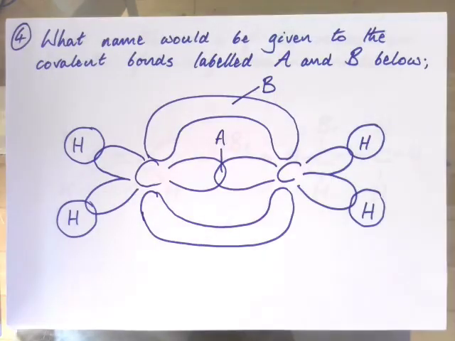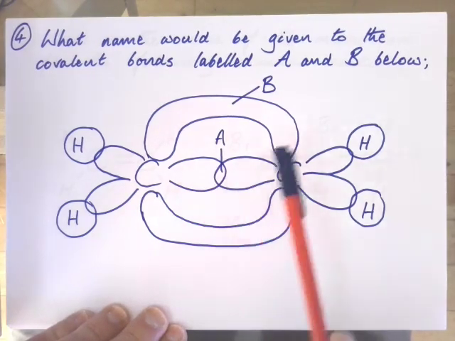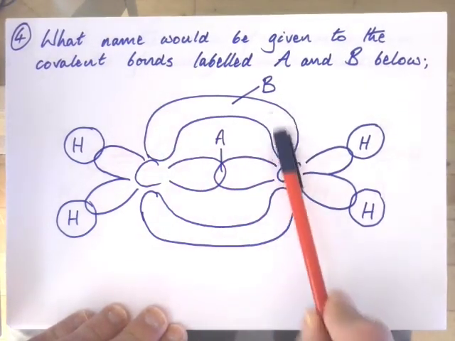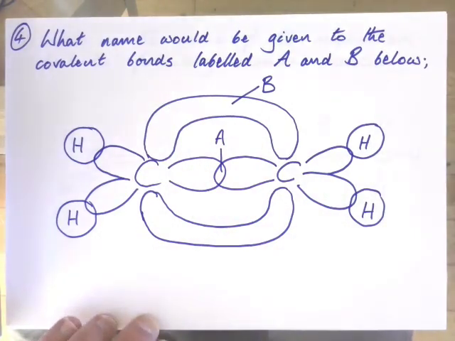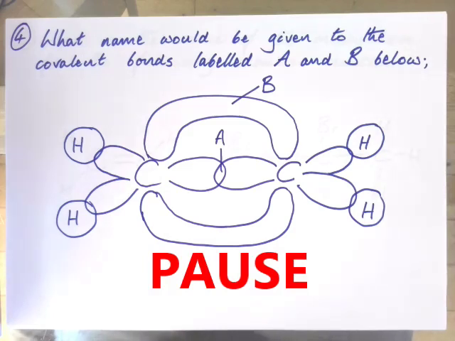Right, question number 4. Are we ready? Right, so I've tried to draw the structure of ethene for you here in its orbital state. What I want to know is, what would we call this covalent bond and this covalent bond? Okay, so pause the video if you need to, give yourself a little bit of thinking time, and let's see if you can get the right answer.